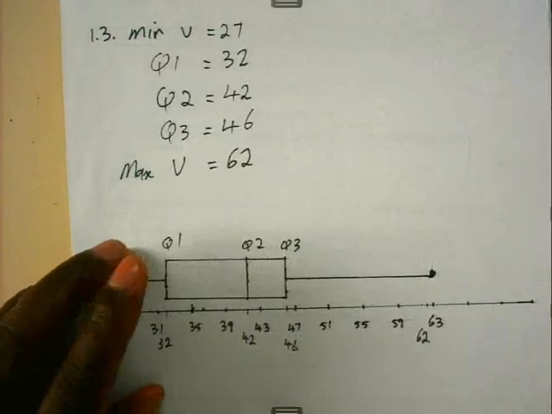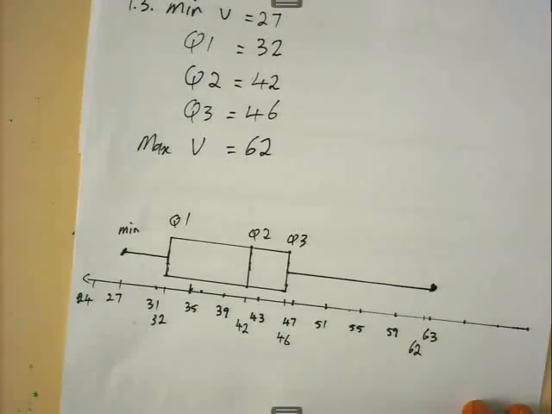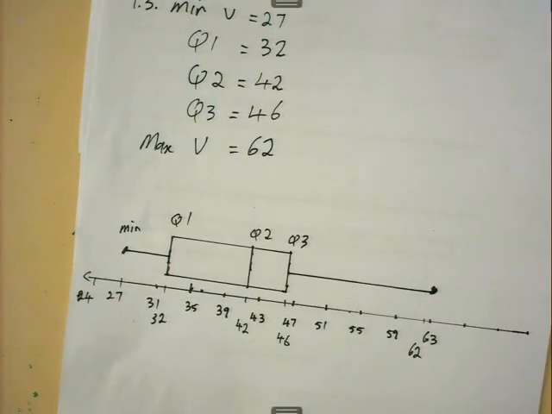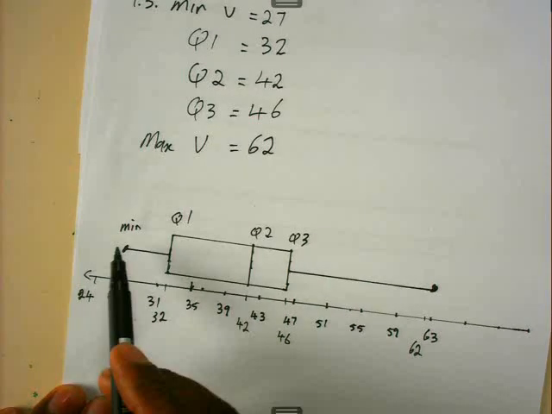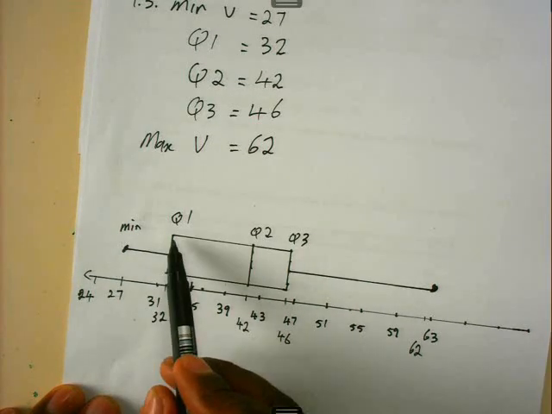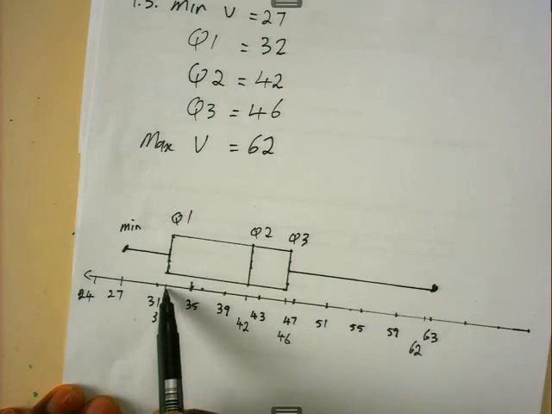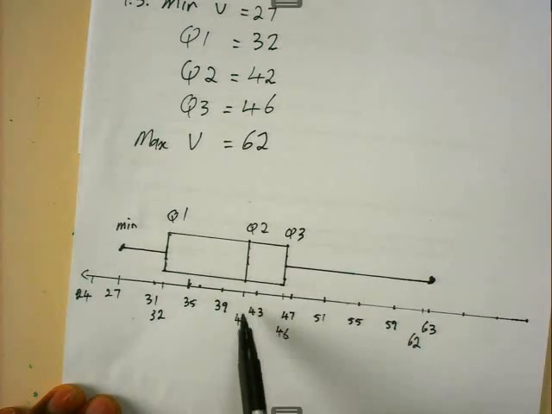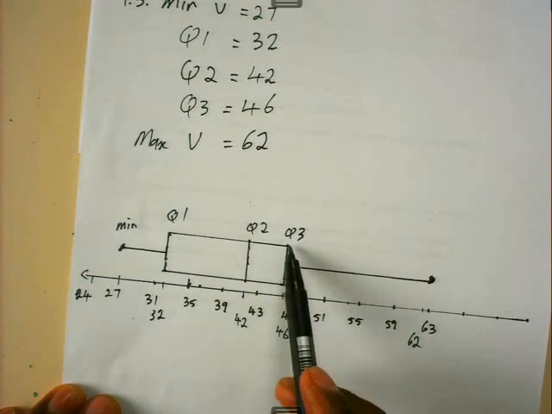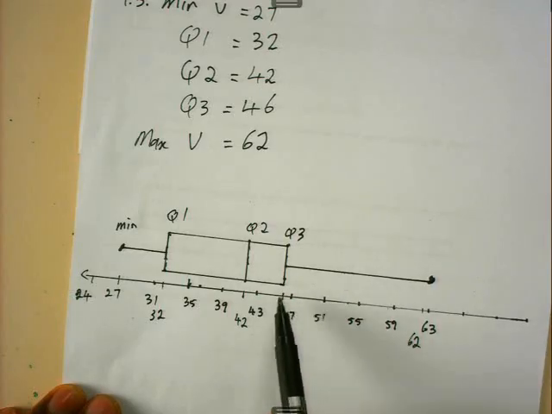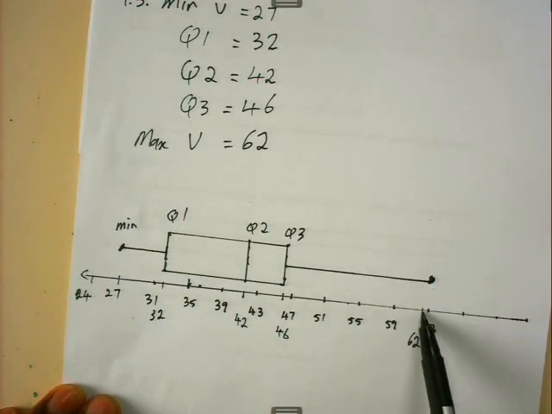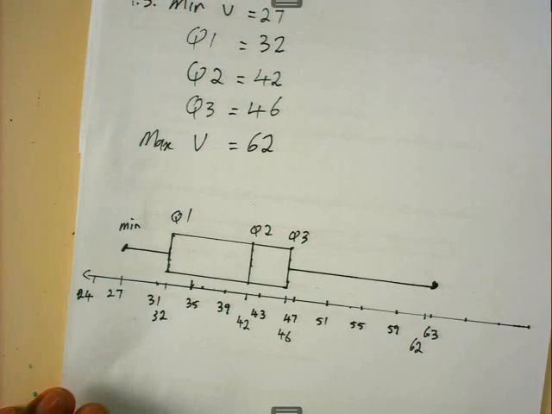There we are now. Now we have represented that data. We have drawn the box and whisker diagram that represents the data. The minimum is 27. Q1 is 32. Q2, our median, is 42. Q3 is 46. And then the maximum is 62. This is the box and whisker diagram that we were requested to draw.